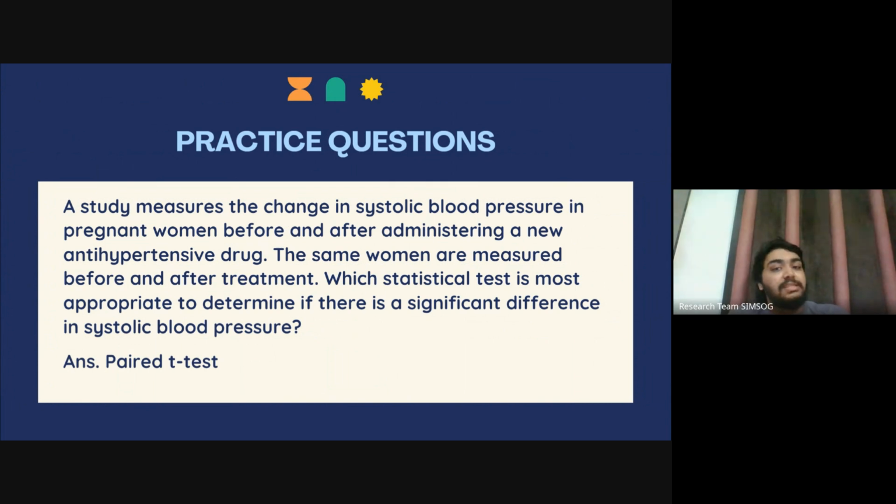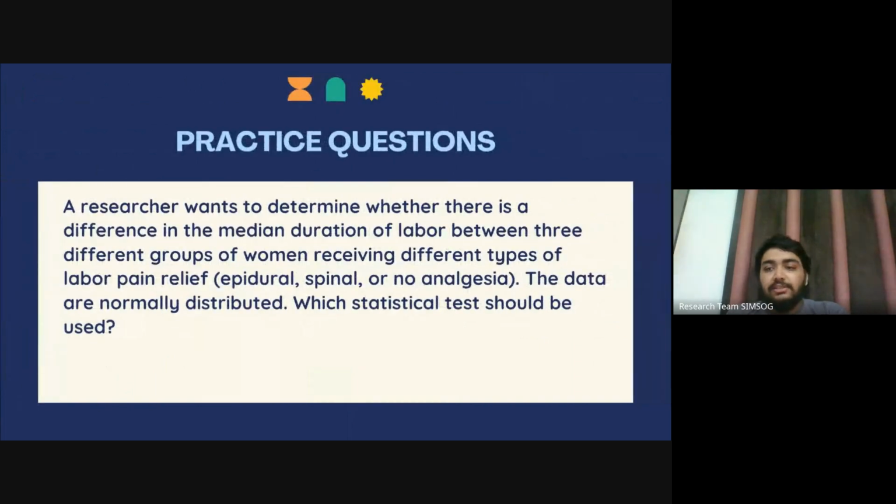ANOVA would have been the answer if it was before versus after 2 months of treatment versus after 4 months of treatment, something like that, when you have three groups. So yeah. Next question. Somebody wants to try?